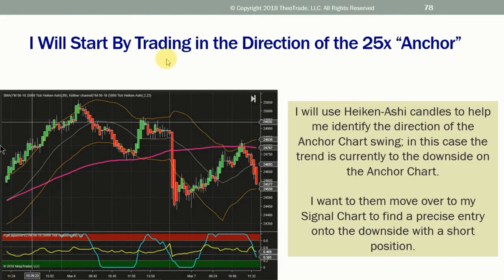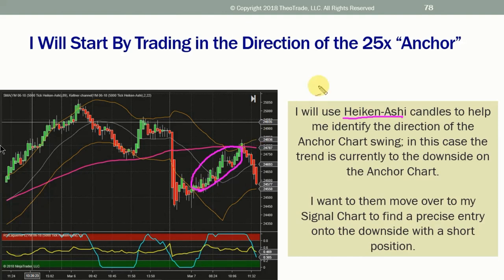And to me, the best way to do that is by going up to the larger time frame anchor chart. And I'll actually use Heikin-Ashi candles for that. It's quite easy to set these up in just about every platform. What they do is give you a bar by bar description of which way the trend is going.